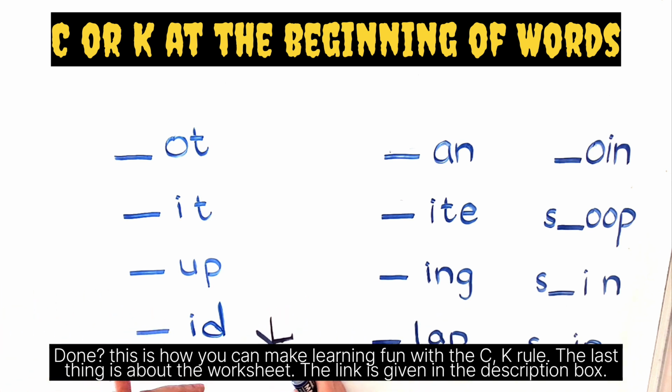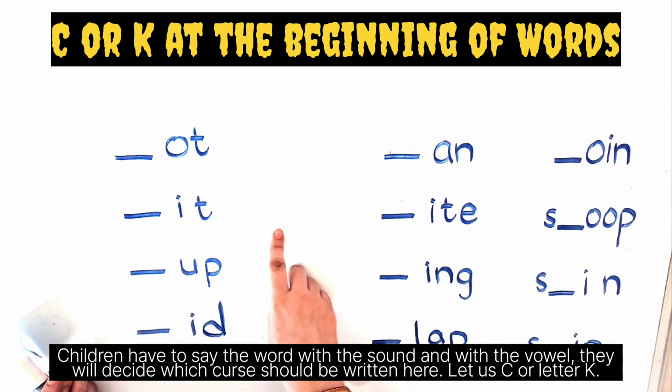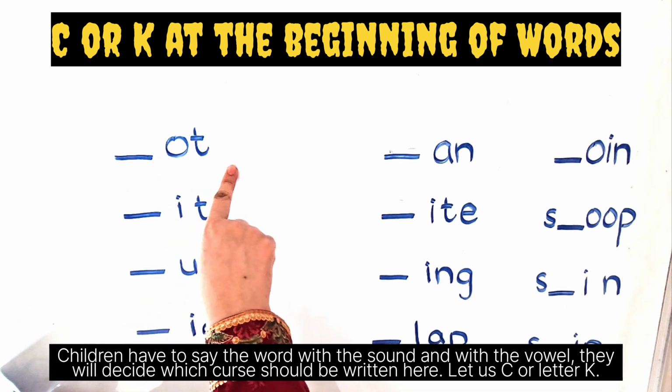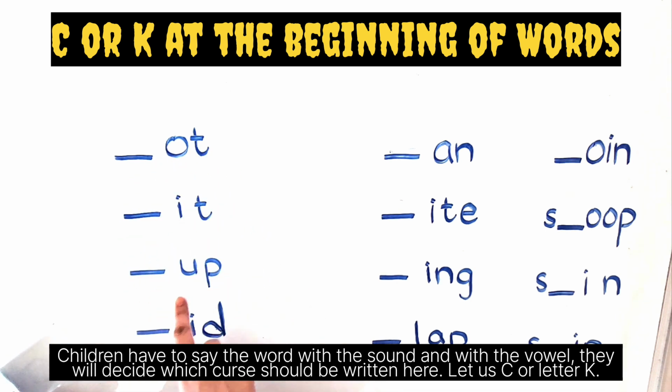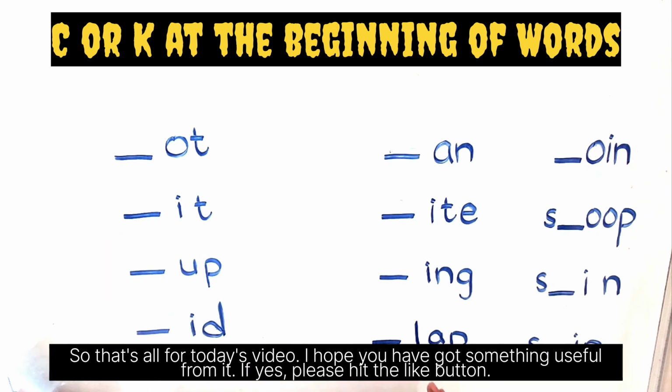The last thing is about the worksheet. The link is given in the description box. You can download that worksheet. And how to do this? The worksheet is simply like this. Children have to say the word with the K sound, and with the vowel, they will decide which K should be written here, letter C or letter K, right?